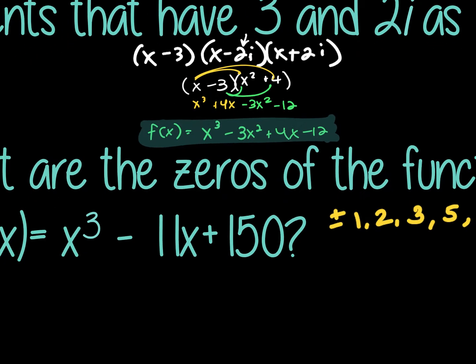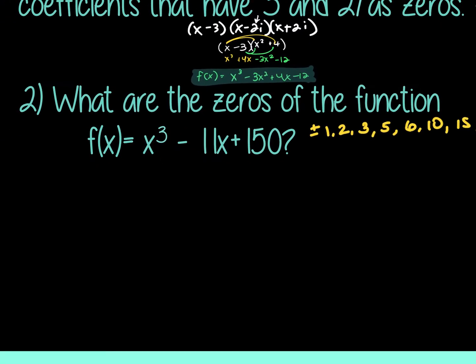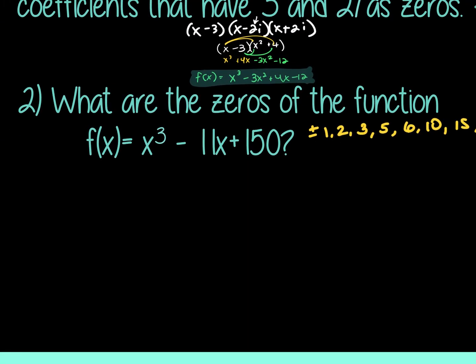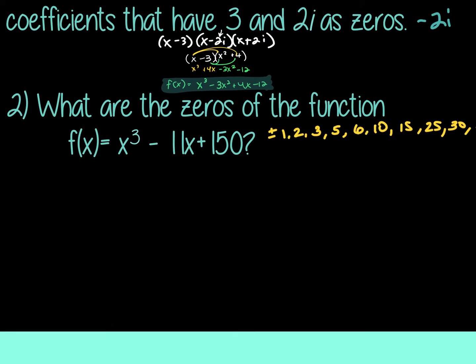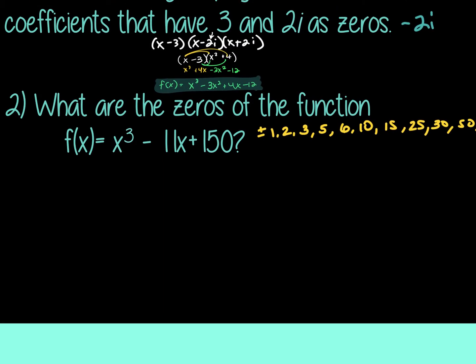Okay, then it said find the zeros of the function f of x equals x to the third minus 11x plus 150. First thing I would try to do is see if it's factorable, but you can't when there's an x to the third. There's not 4 terms, can't factor by grouping, right? So I have to go with all my possibles. I'm looking at the possible roots, which are plus and minus factors of the last over the first. There are a lot this time. 1, 2, 3, 5, 6, 10, 15, 25, 30, 50, 75, and 150. And I would try them.